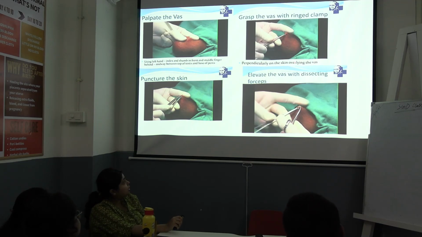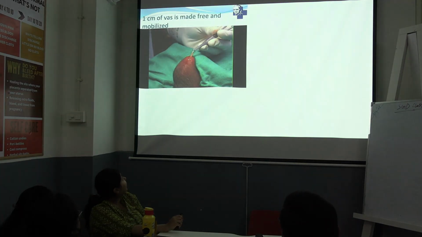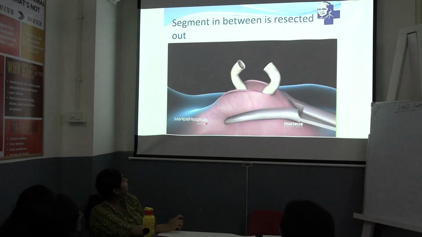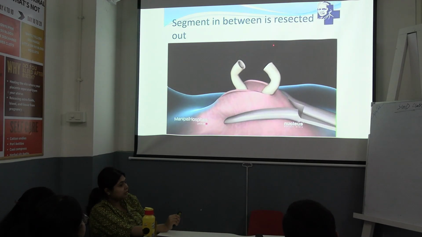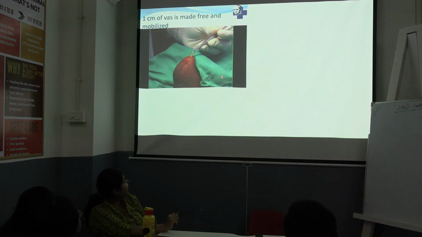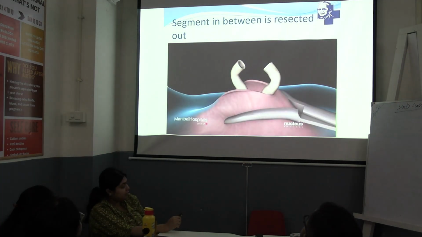Now, perpendicularly on the skin overlying the vas, give an incision and puncture the skin. And see, elevate the vas using dissecting forceps. This is known as the vas dissecting ring forceps. Using this, the vas is grasped and taken out through that small incision. After that, 1 centimeter of the vas is made free, mobilized and cut. See, the segment in between has been removed. We have taken the vas deferens out through this small incision, and we have removed a segment of the vas deferens.